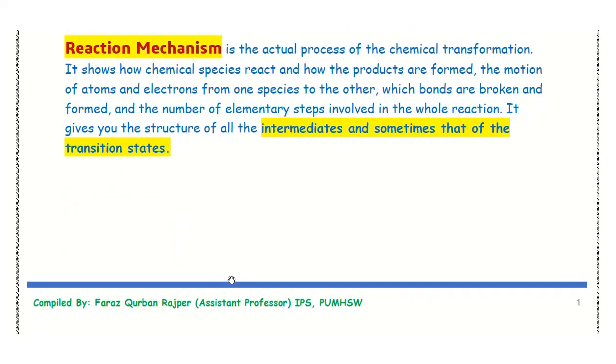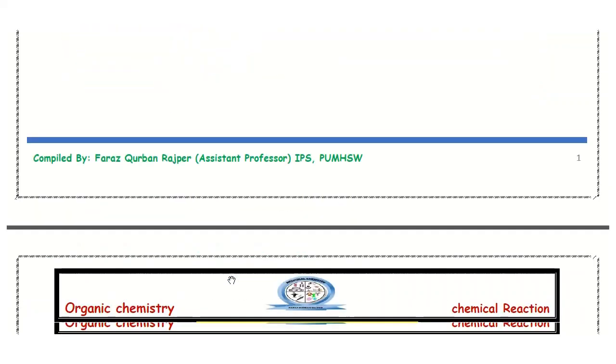So basically the reaction mechanism is the summary picture of our chemical reaction, by which we may get an idea about all the chemical changes that are occurring in that particular chemical reaction.